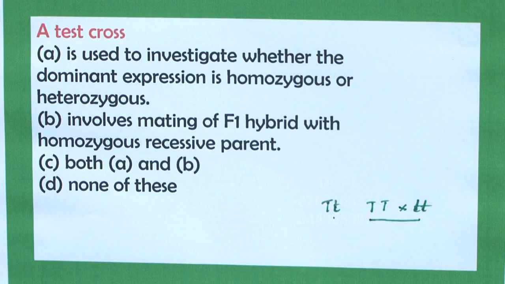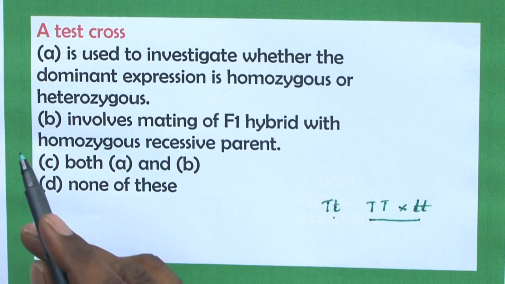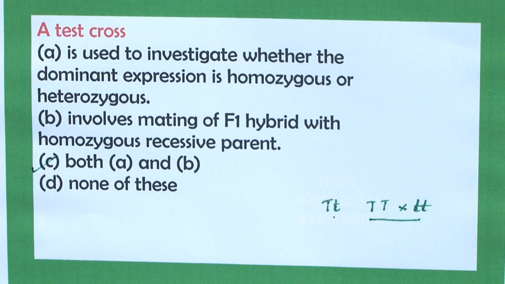Based on this, let us see one question. A test cross: option A, is used to investigate whether the dominant expression is homozygous or heterozygous; option B, involves mating of an F1 hybrid with the homozygous recessive plant; C, both A and B; D, none of these. As I already told you, the test cross involves the cross between the F1 individual and the recessive parent, and hence statement A is correct, statement B is also correct, and hence the correct option is C, that is both A and B.